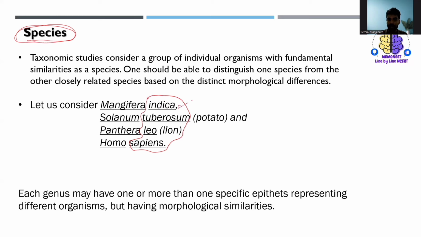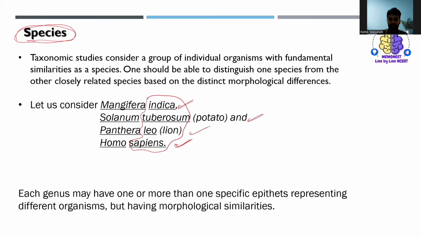Like Mangifera indica, mango, you can easily identify that it belongs to mango. The potato can be easily identified. Leo is again a species, which can be easily identified. And sapiens, again, can be easily identified. So by their morphological characteristics, we can easily identify them individually. So that is nothing but species, okay?